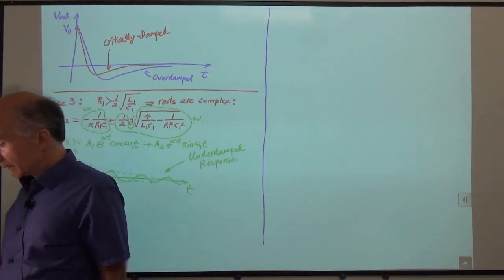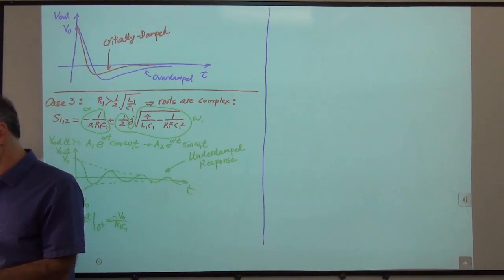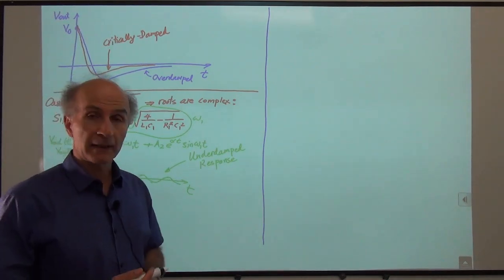Okay, so these were the different types of responses that we get from the simple parallel RLC tank, and I will see you next time.